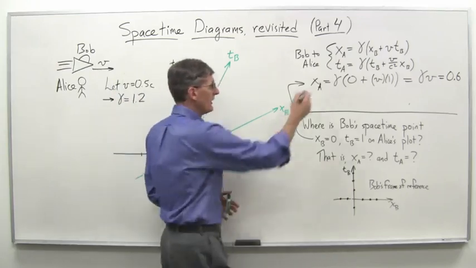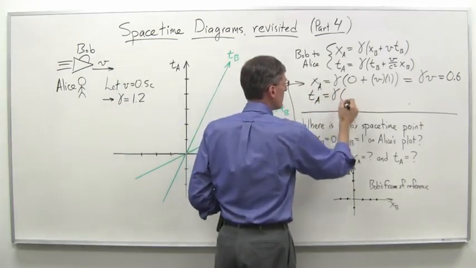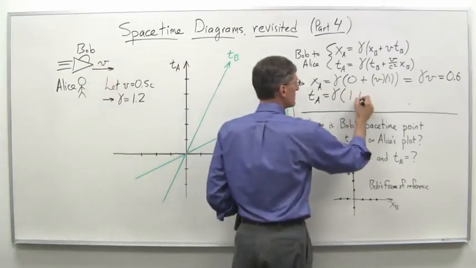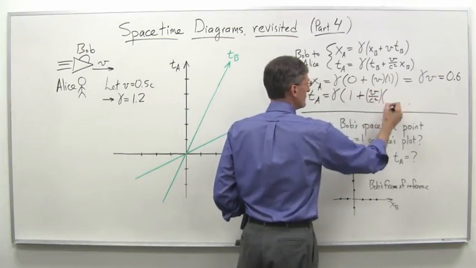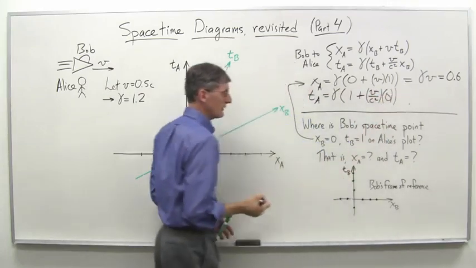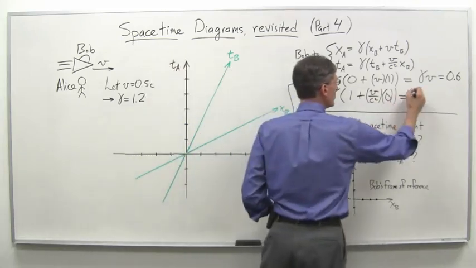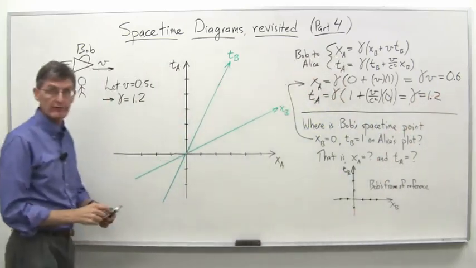And then t sub a is simply going to be gamma times, now t sub b is 1, plus v over c squared times 0. In this case, x sub b is 0. And very simply, that just gives us gamma. And gamma is simply 1.2. Okay, so let's plot that now.